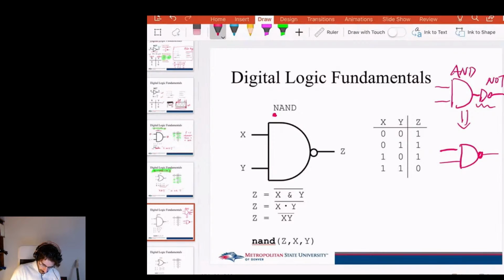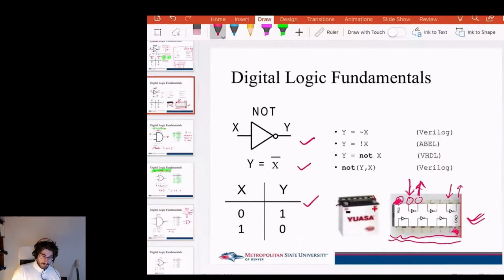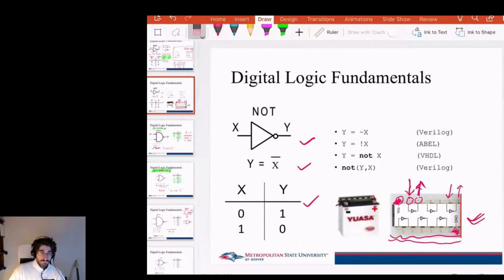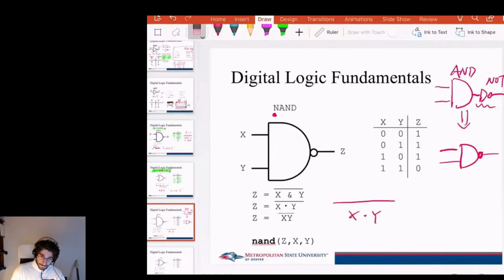Suppose we have x and y serving as those two inputs, and the output Z should be the NOT of x and y. Remember, we use x times y to represent x and y. The NOT is basically a bar on top of whatever your input is. So we just borrow that NOT symbol and put it on top of the product.